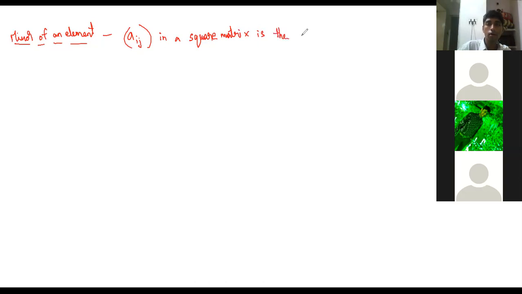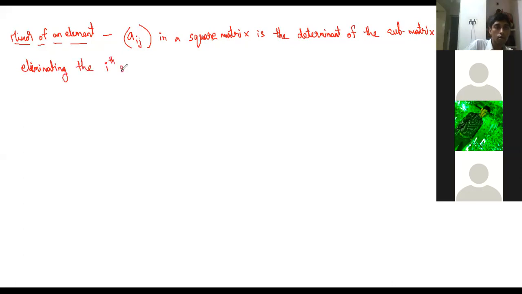In a square matrix, the minor of an element Aij is the determinant of the submatrix obtained on eliminating the ith row and jth column.